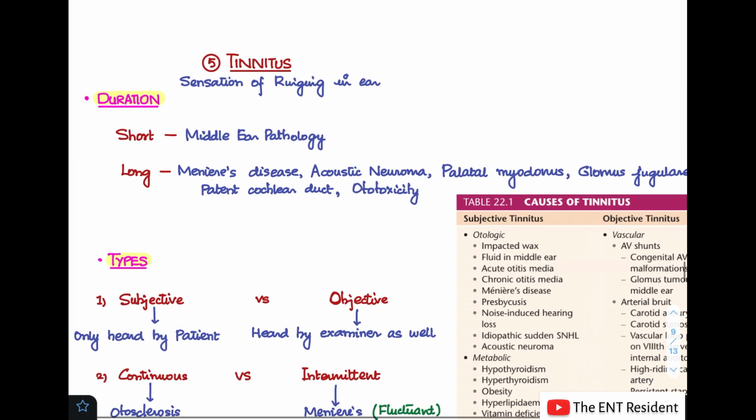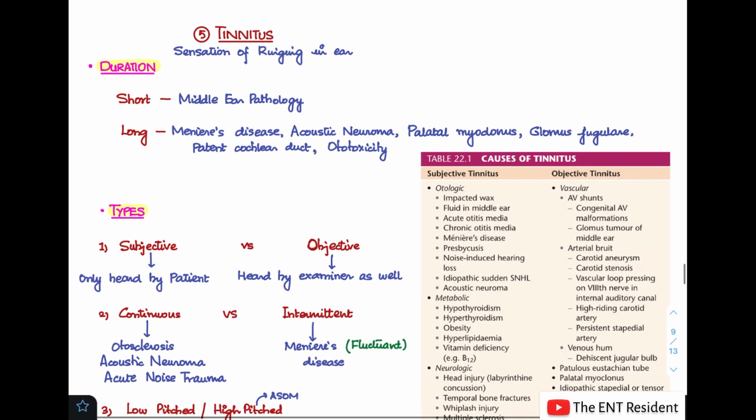Next, we move on to tinnitus. Now, what is tinnitus? Tinnitus is a sensation of ringing in the ear. When it comes to tinnitus, again you ask about the onset of tinnitus and the duration of tinnitus. If it is of short duration, it is more commonly seen in middle ear pathology.